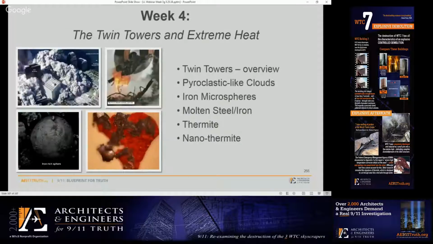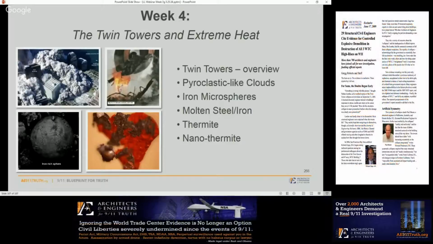And next week, be sure to tune in Sunday at 4. As Andy mentioned, we'll be looking at the extreme heat associated with the Twin Towers, pyroclastic-like clouds, iron microspheres, molten steel or iron, thermite, and nanothermite. Fascinating information we have for you coming up on Thursday and repeated on Sunday.